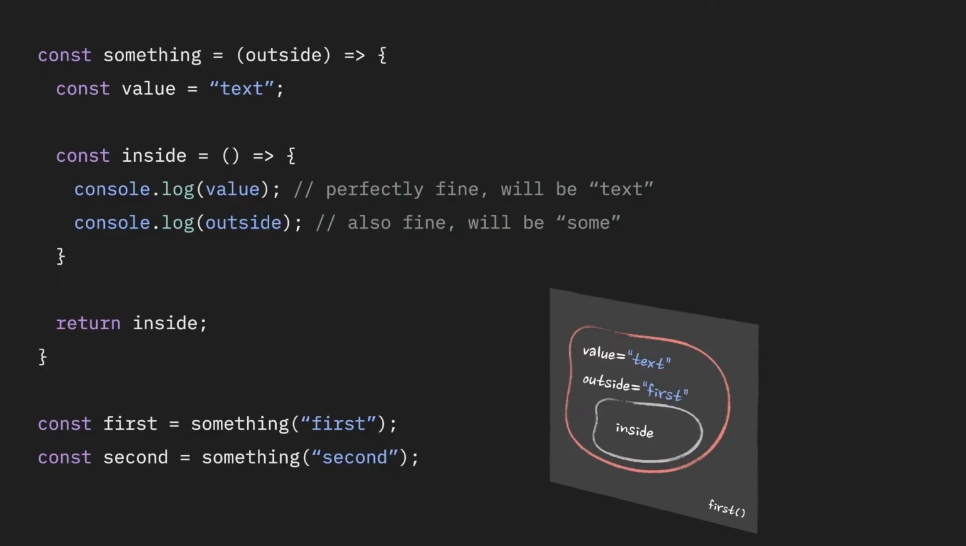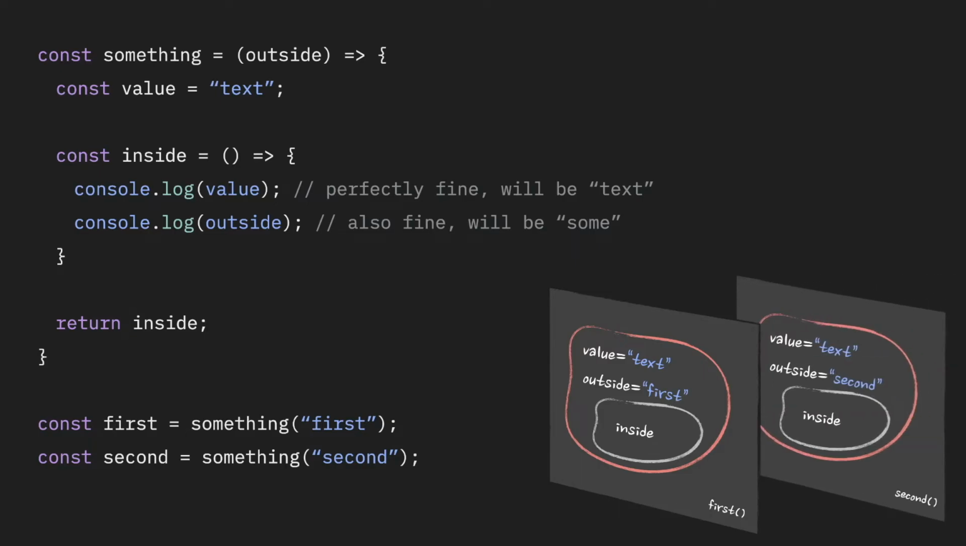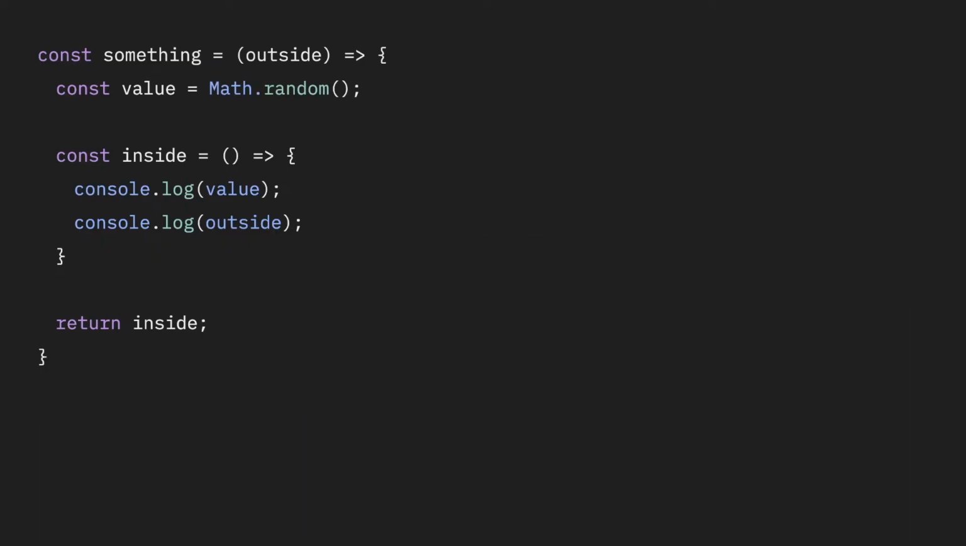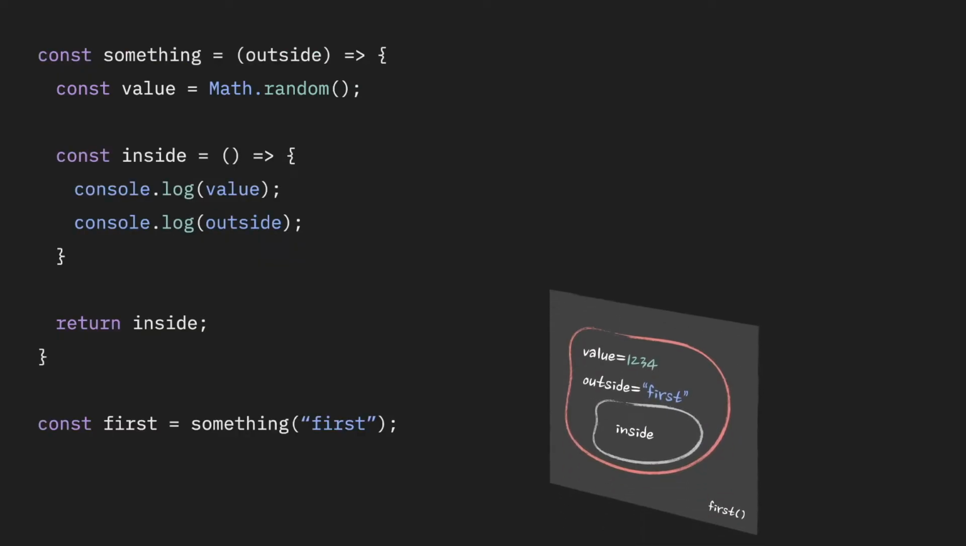The same story with the second call. We pass a different value, a closure is formed, and the function returned will forever have access to that variable. This is true for any variable declared locally inside the function. If I create a random value, that value will be different in both functions.